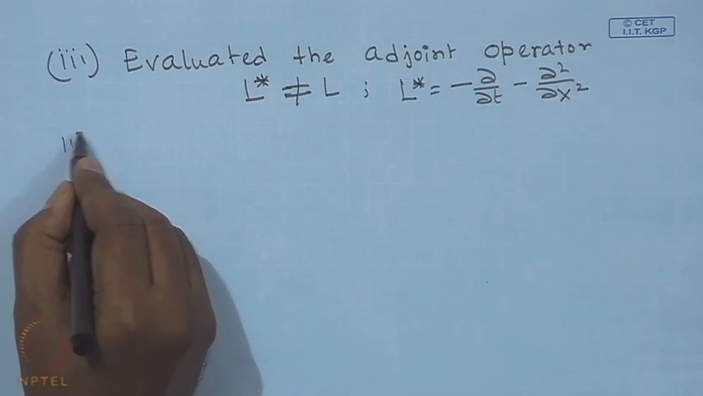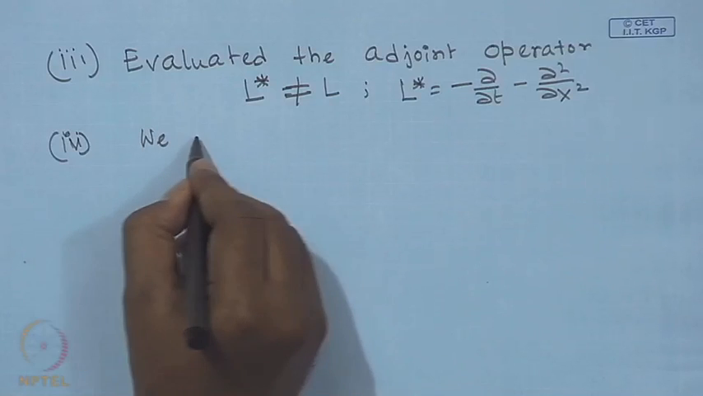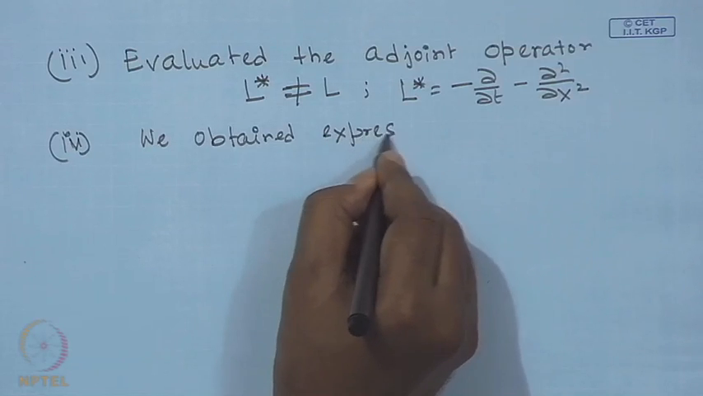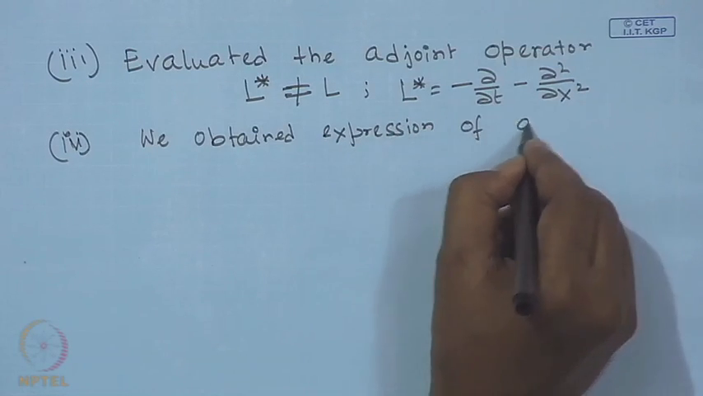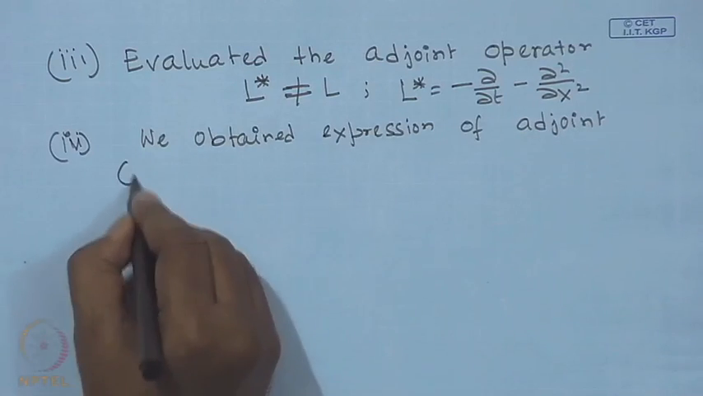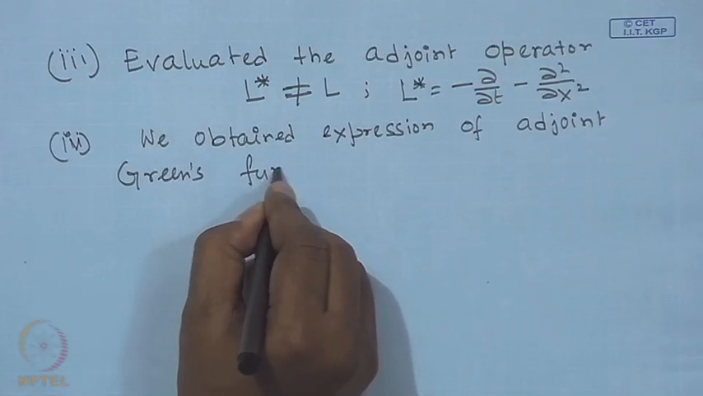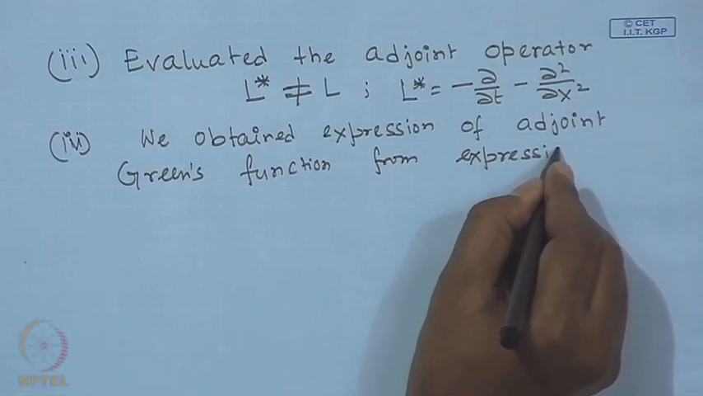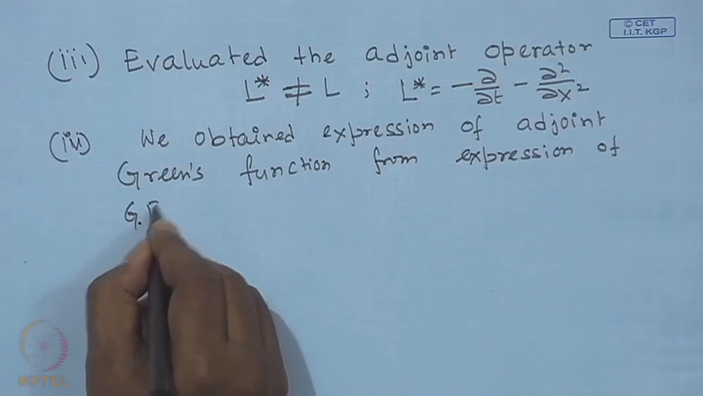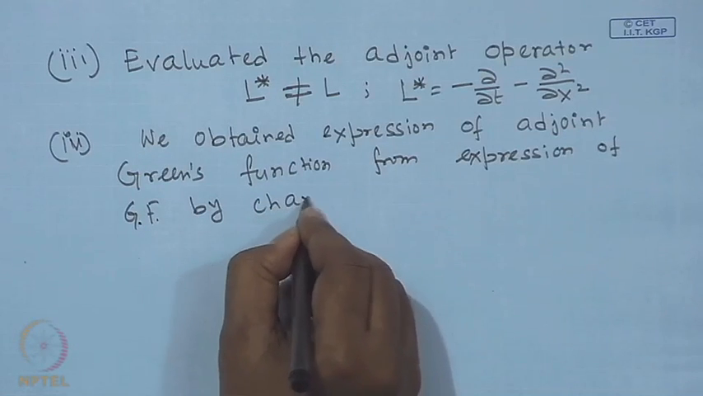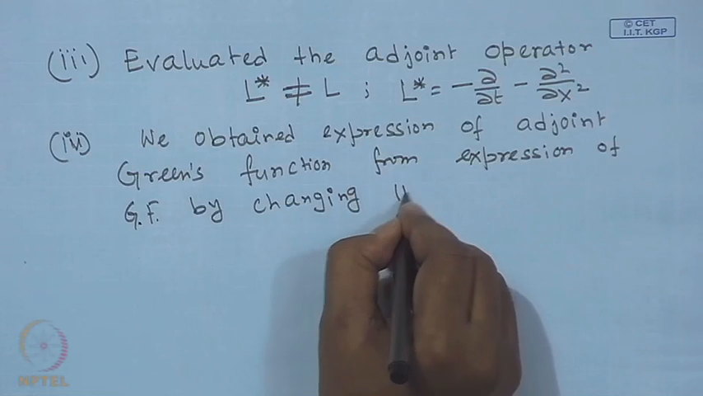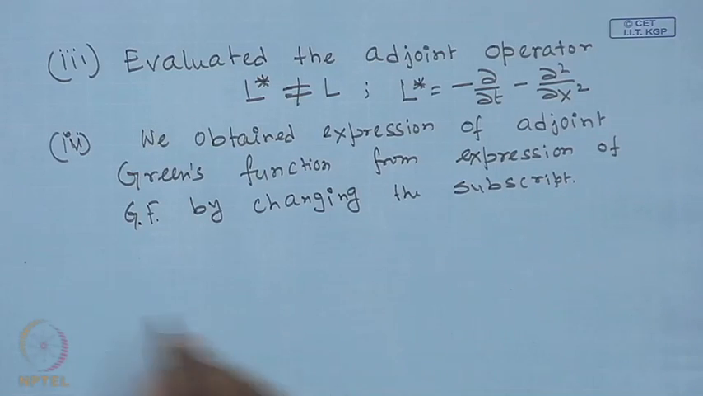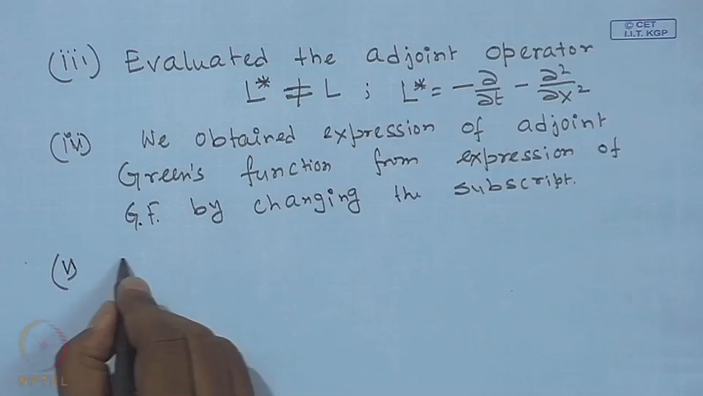Next, what we did, we obtained the expression of adjoint Green's function from the expression of Green's function by changing the subscript, and using the relationship between G and G star.